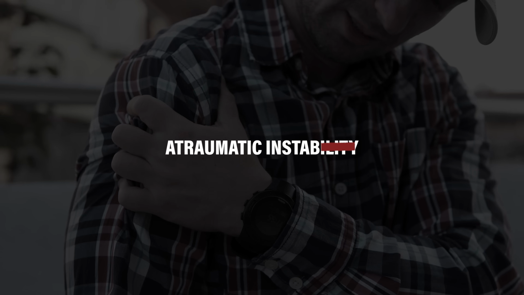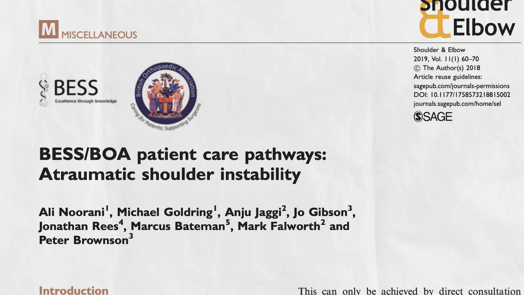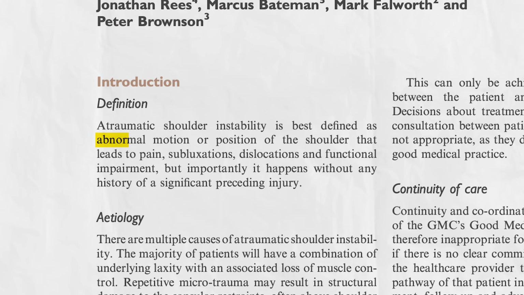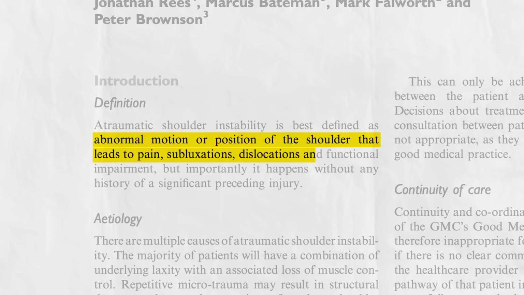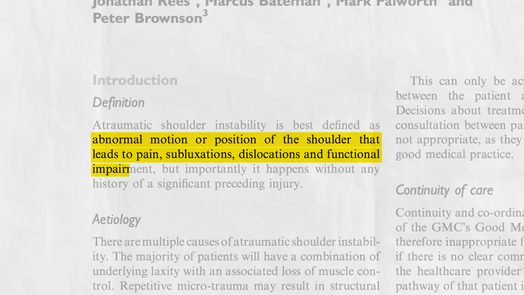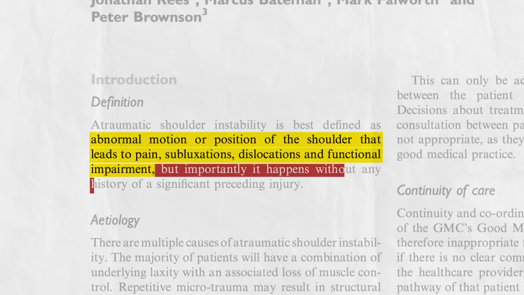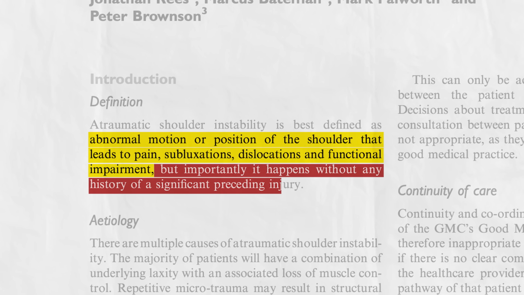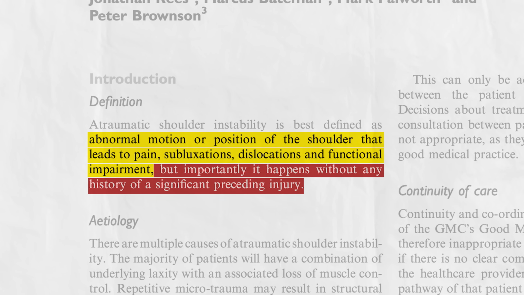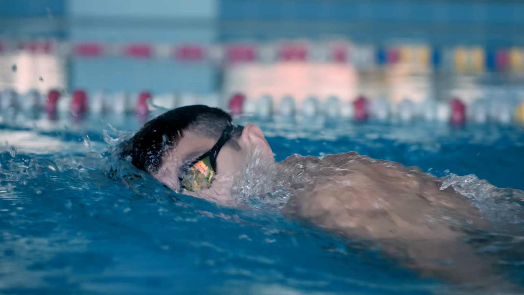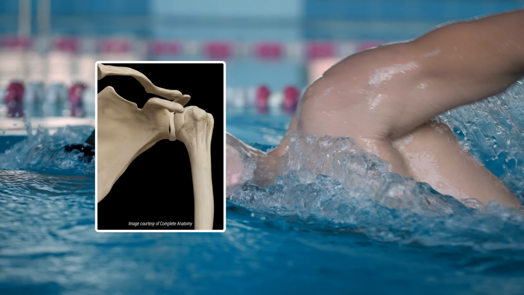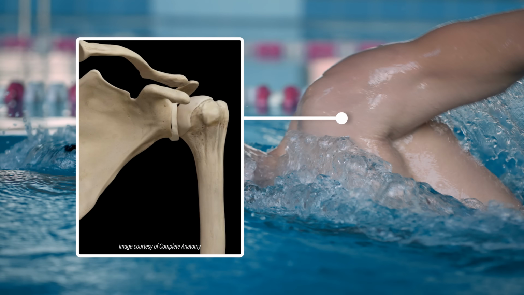The second type of instability is atraumatic, which is defined as an abnormal motion or position of the shoulder that leads to pain, subluxations, dislocations, and functional impairment, but it happens without any history of a significant preceding injury. An example would be a swimmer who developed pathological laxity from repetitive overuse. There may be structural abnormalities found in the shoulder, but they are not a result of a single traumatic experience.